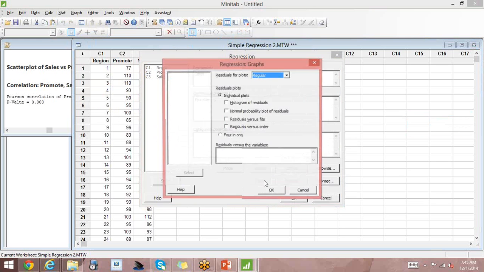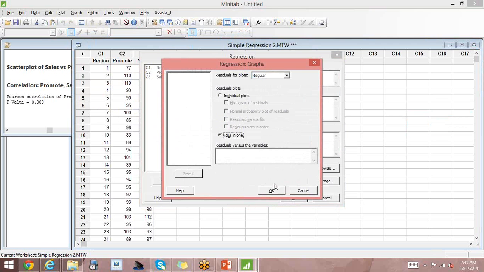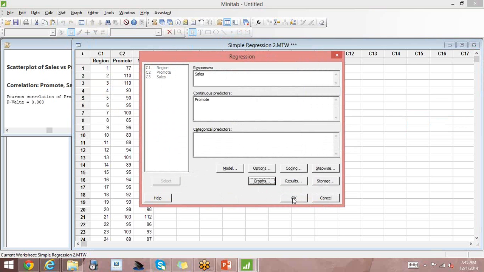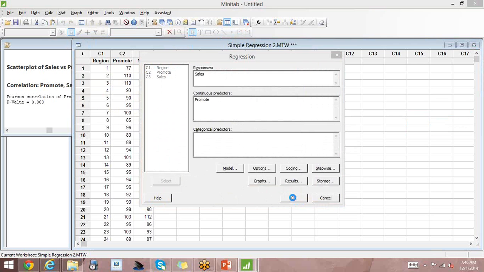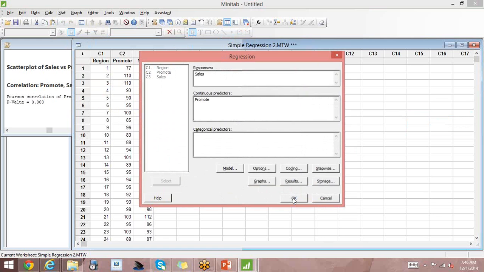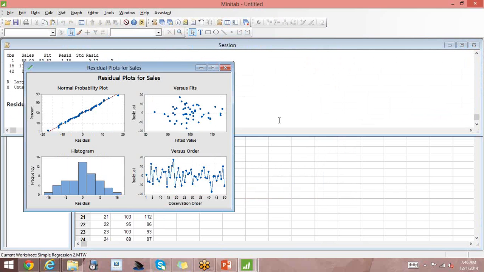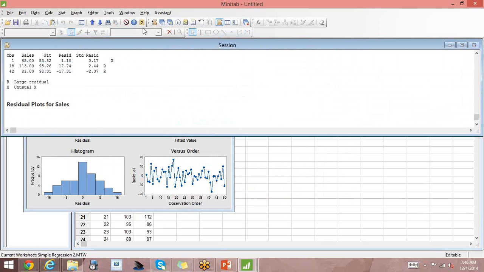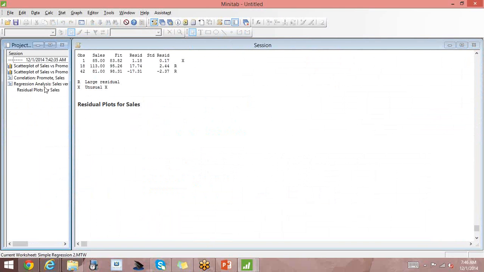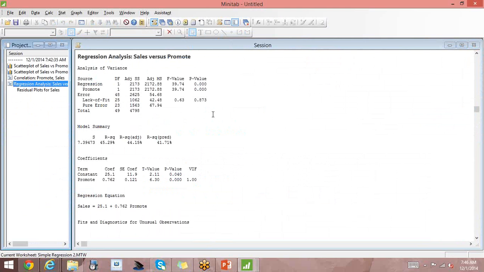Then I go to graphs. I want all the 4 graphs in one. Then I just simply click on OK. I get 2 things. We will discuss the graph in a while. So first, let us go to the regression analysis part.